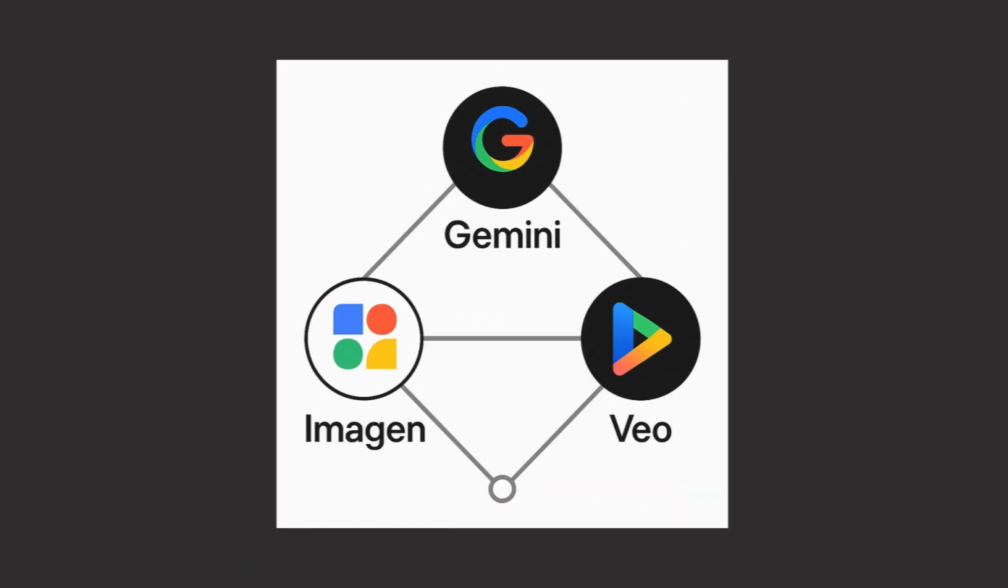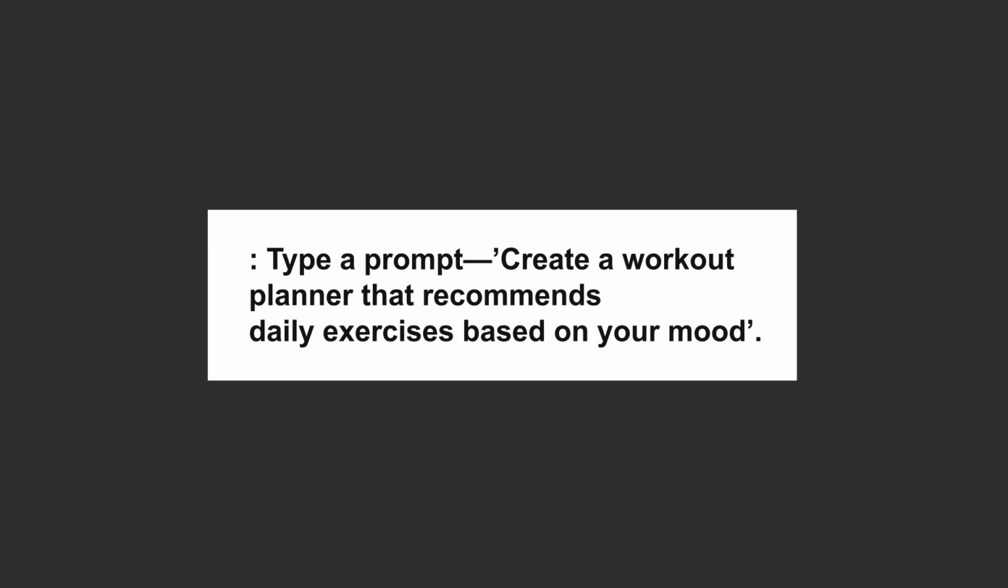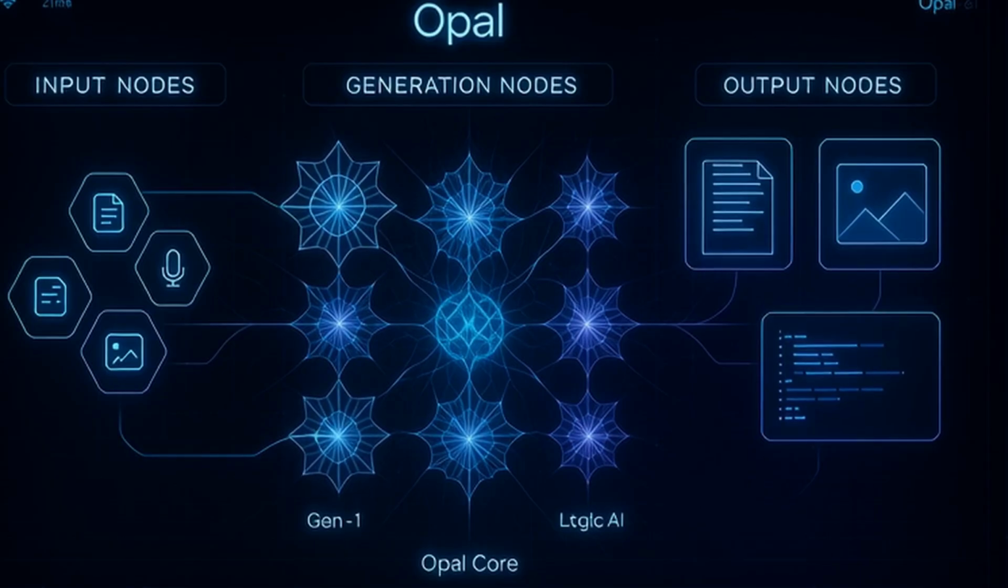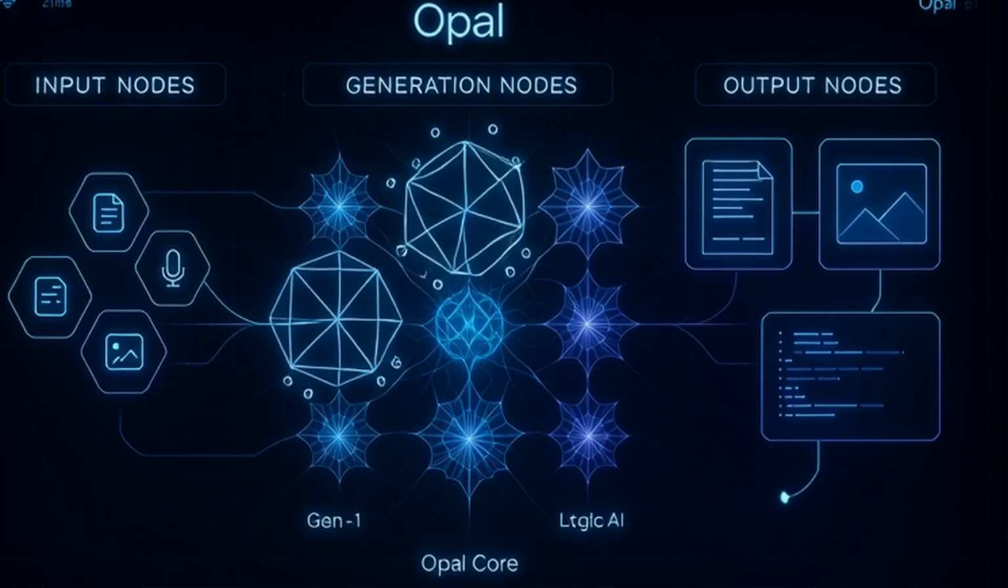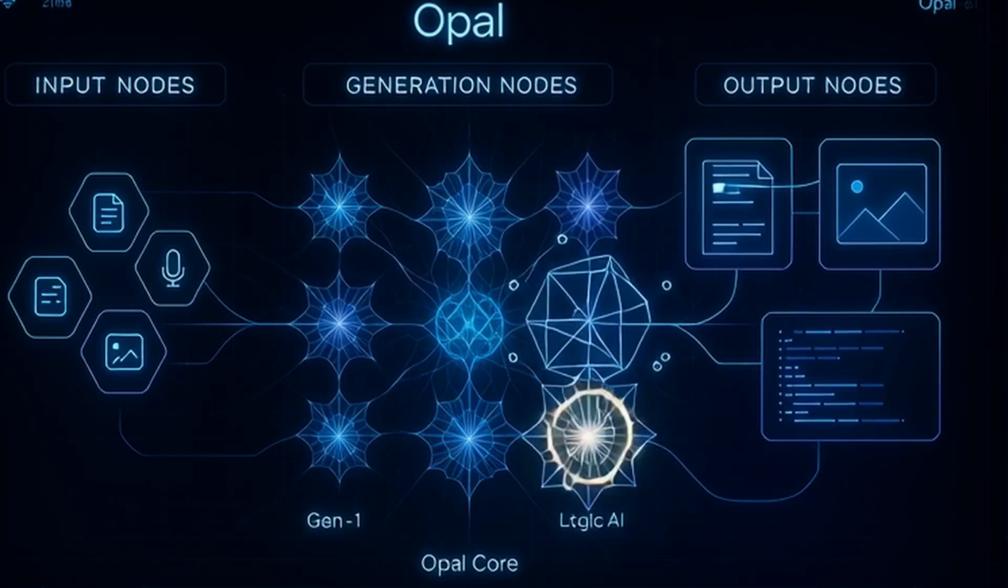You describe what you want, and Opal chains together AI models to build your app's workflow. Step 1. Type a prompt. Create a workout planner that recommends daily exercises based on your mood. Step 2. Opal auto-generates a visual workflow canvas. Input nodes, generation nodes, output nodes.